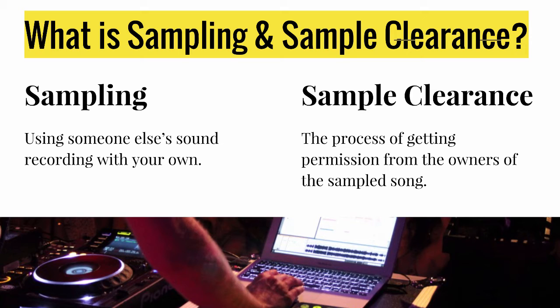On the other hand, sample clearance is the process of getting permission from the owners of the sample song. When sampling occurs, two copyrights are involved: the copyright in the sound recording and the copyright in the underlying musical composition embodied in such recording. For example, if you want to sample the synth line from Calvin Harris's Outside song, you will need to secure licenses from the record label for the sound recording as well as the music publisher for the underlying musical composition. We'll go more in depth about these two aspects of copyright later in the course.